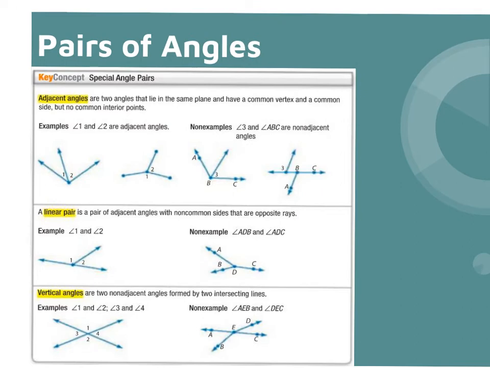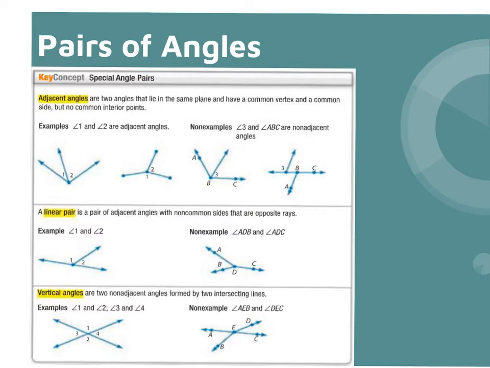First off, adjacent angles. So what is an adjacent angle? Adjacent angles are two angles that lie in the same plane, so they are coplanar, and have a common vertex and a common side, but no common interior points. For example, angles 1 and 2 are adjacent angles because they lie in the same plane and have a common vertex and one common side.